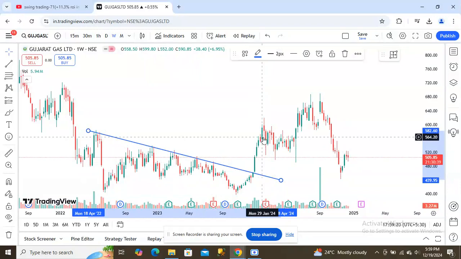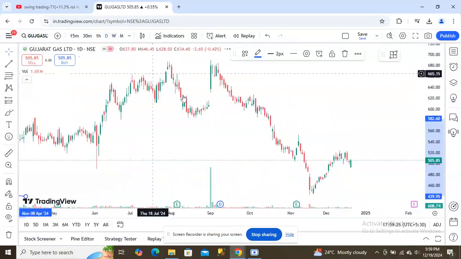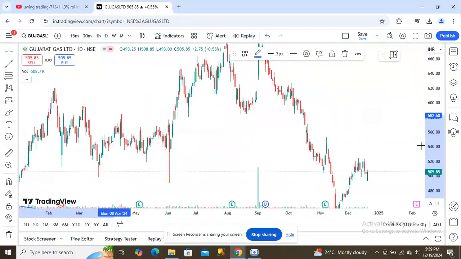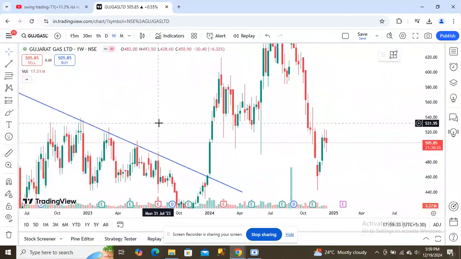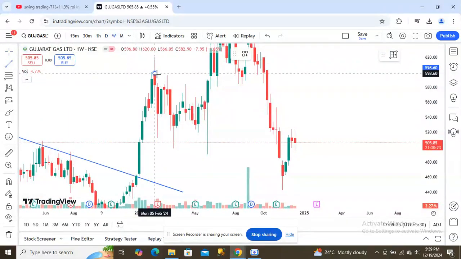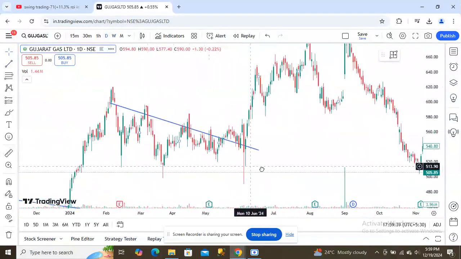This is like a pole and flag, right? After the flag is broken, it will move, right? That is my intention. Let us go to the daily time frame and try to draw the trend. Let us go to the weekly time frame and see how the pattern is, right? Let's go to the daily time frame.